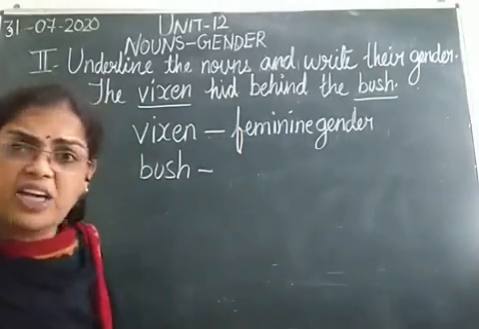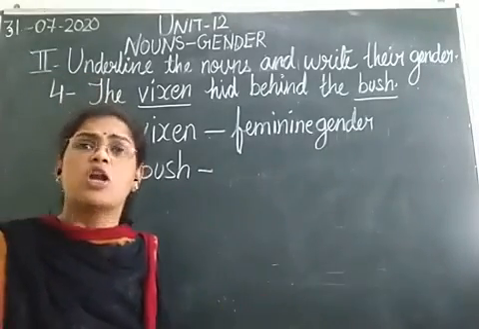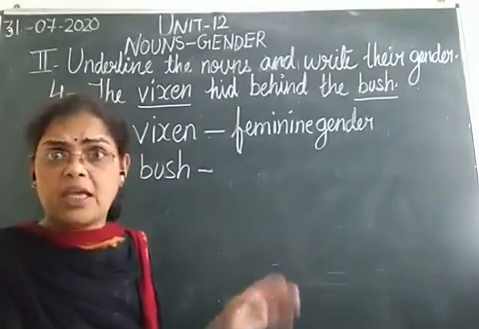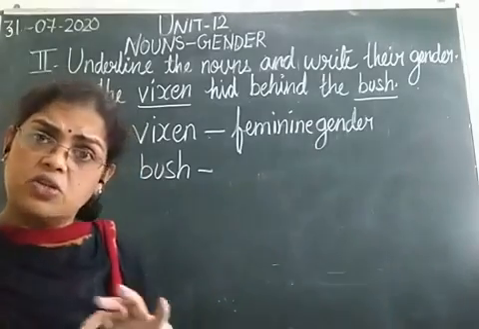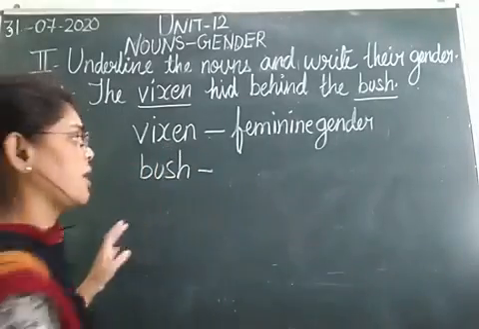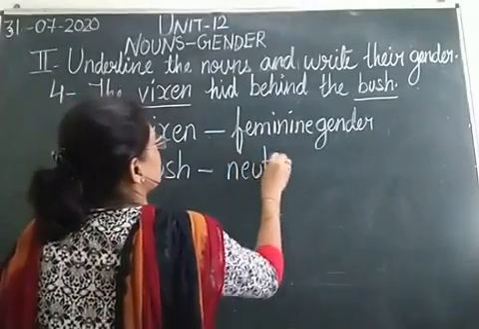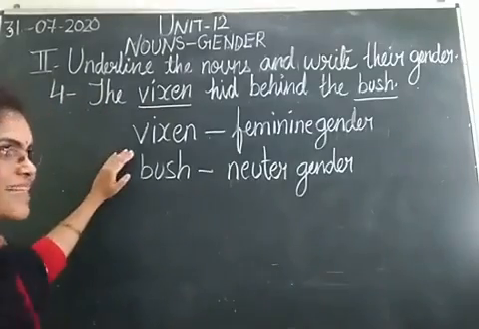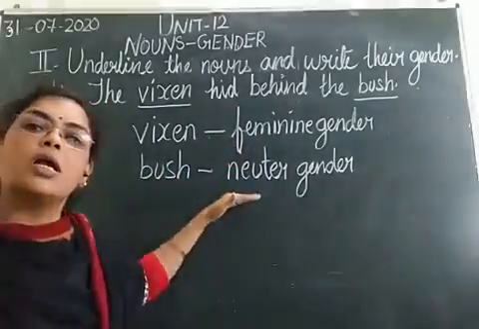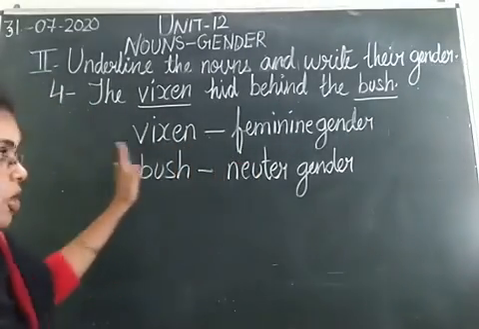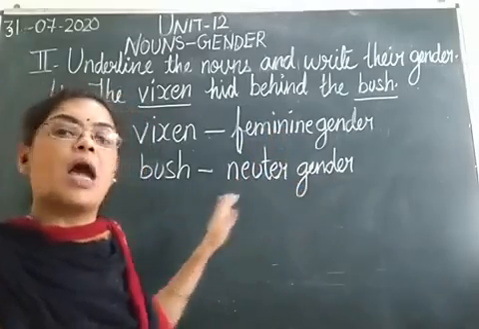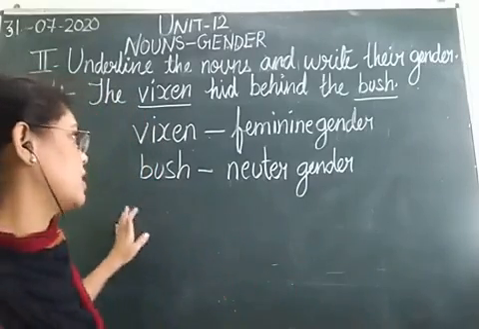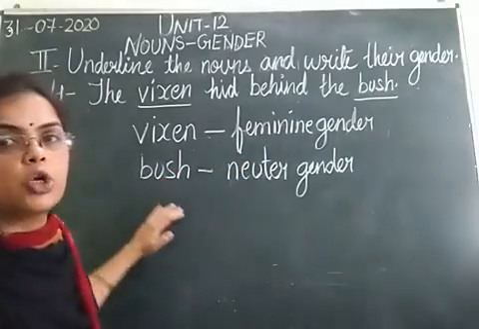A bush, plant, tree, beta, they are neither male nor female. किसी पेड़ पौधे को तो हम बोल नहीं सकते कि ये मेल है फीमेल. तो बेटा gender जो ना मेल हो ना फीमेल वो कौन सा हुआ? Fourth type of gender, that is the neuter gender. So vixen feminine gender, bush neuter gender. Why vixen is a feminine gender, children? Because this denotes the female fox. And bush neuter gender because bush का तो कोई gender ही नहीं. It's neither male nor female. So vixen feminine gender and bush neuter gender.